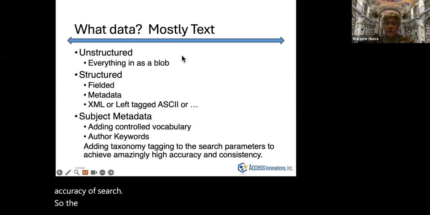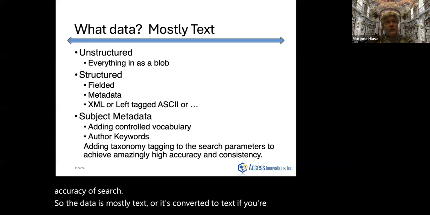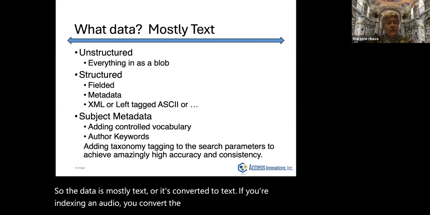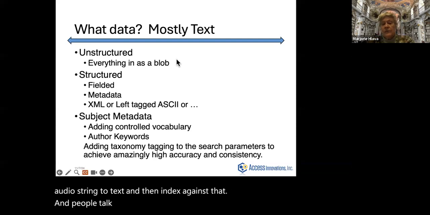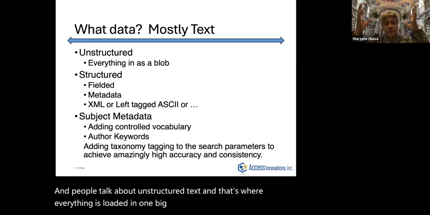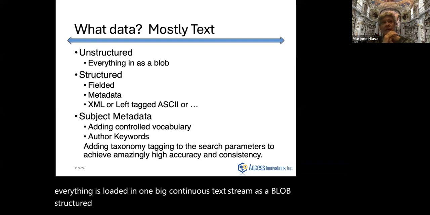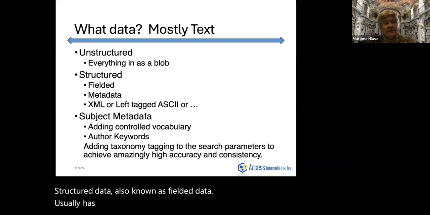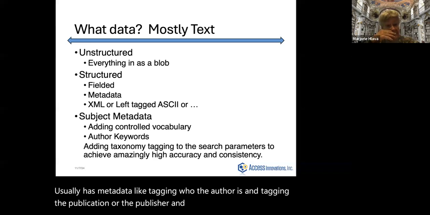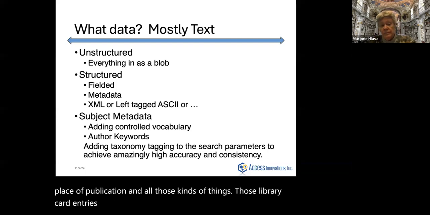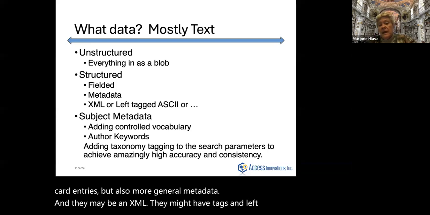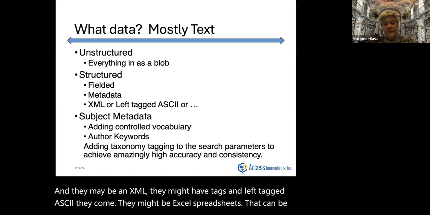So the data is mostly text, or it's converted to text. If you're indexing audio or a video, you convert the audio stream to text and then index against that. And people talk about unstructured text, and that's where everything is loaded in one big continuous text stream as a blob. Structured data, also known as fielded data, usually has metadata like tagging who the author is and tagging the publication or the publisher and the date of publication and place of publication and all those kinds of things, those library card entries, but also more general metadata. And they may be in XML, they might have tags in left-tagged ASCII, they might be Excel spreadsheets, they can be structured in a lot of different ways.